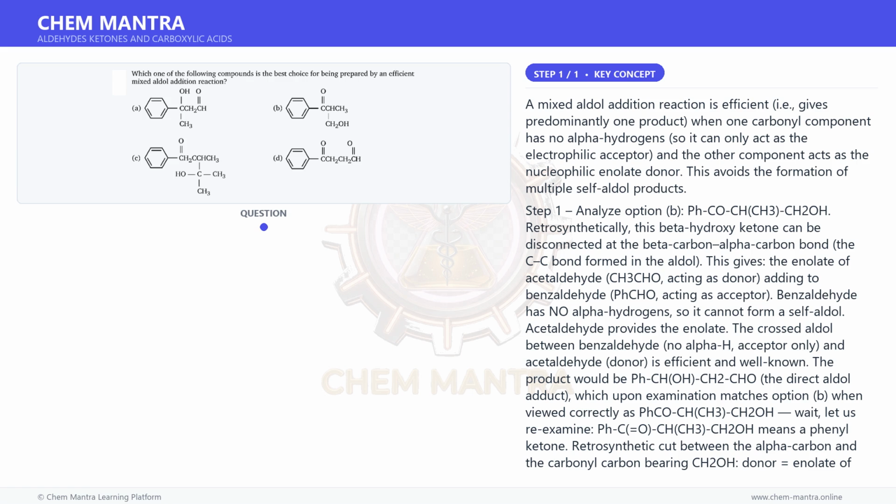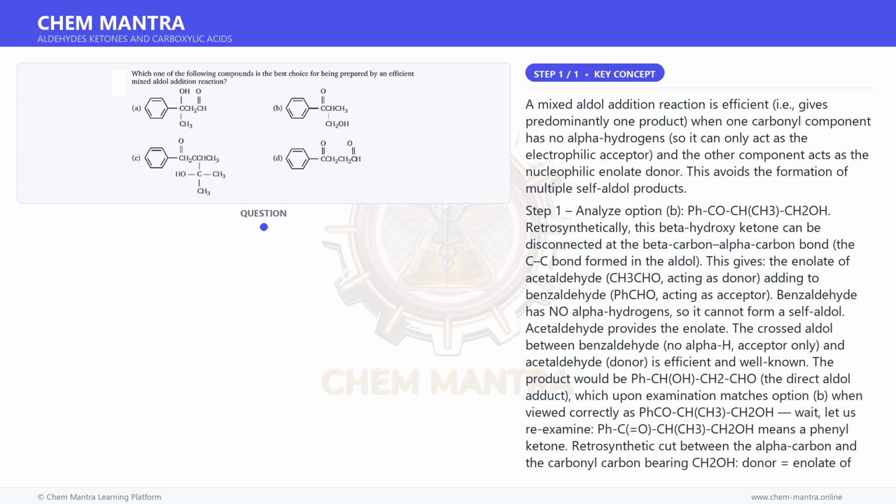Option D, PhCH2CH2CHO. This is a 1,4-keto-aldehyde, delta position, not a beta-hydroxy carbonyl compound at all. It is not a direct aldol addition product. Aldol gives beta-hydroxy carbonyls, not 1,4-dicarbonyls without an OH.